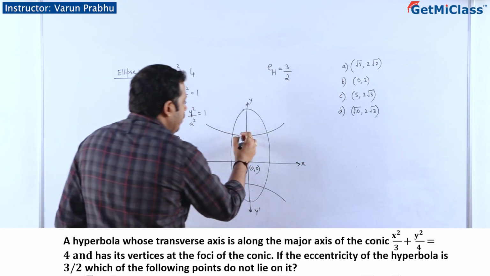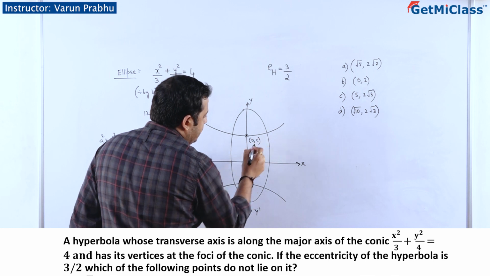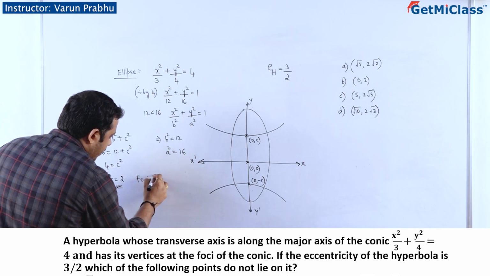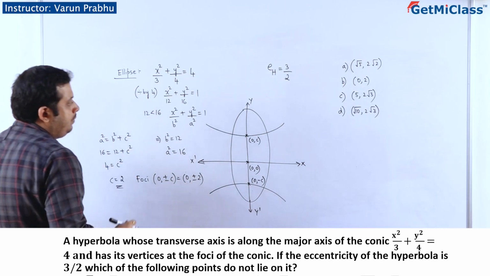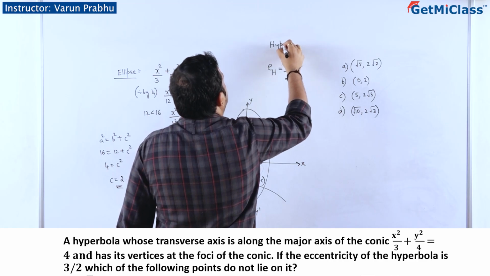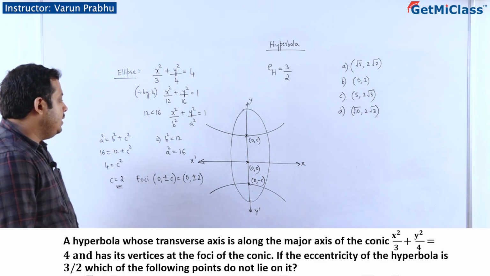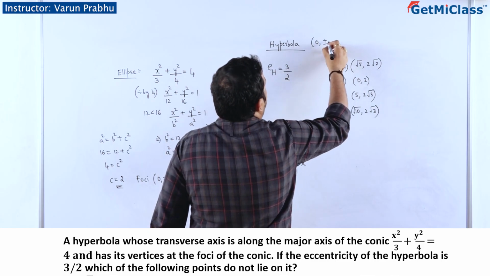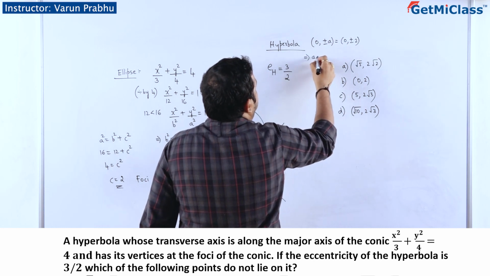So, what will be the focus here? Focus will be equal to 0 comma c and this focus will be equal to 0 comma minus c. So, here the foci will be equal to 0 comma plus or minus c is equal to 0 comma plus or minus 2. Okay. So, now for this foci of the hyperbola, the detail given in the problem is that the eccentricity of the hyperbola is 3 by 2 and the vertices will coincide with the foci. So, for the hyperbola 0 comma plus or minus a will be equal to 0 comma plus or minus 2. So, this implies that a will be equal to 2.